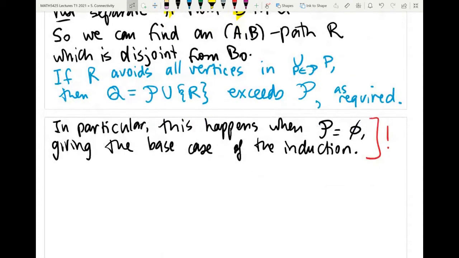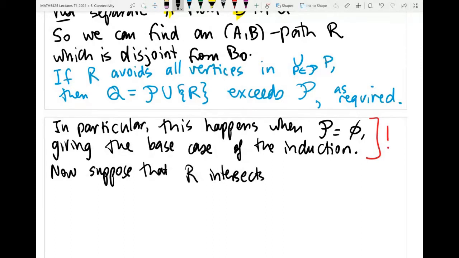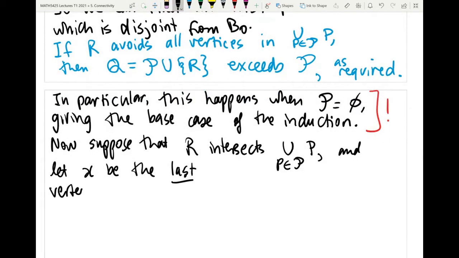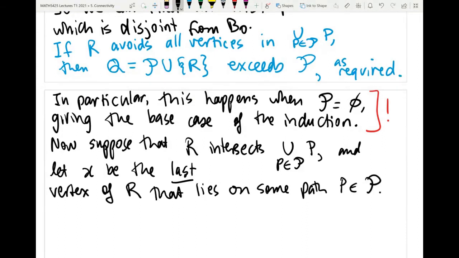And so now we suppose that R intersects this union of P in curly P. And we're going to let X be the last, in a sense that I'll describe in a second, last vertex of R that lies on some path P in curly P. Okay, and last really means closest to B. So we think we're going from A to B. That's our sense of last.